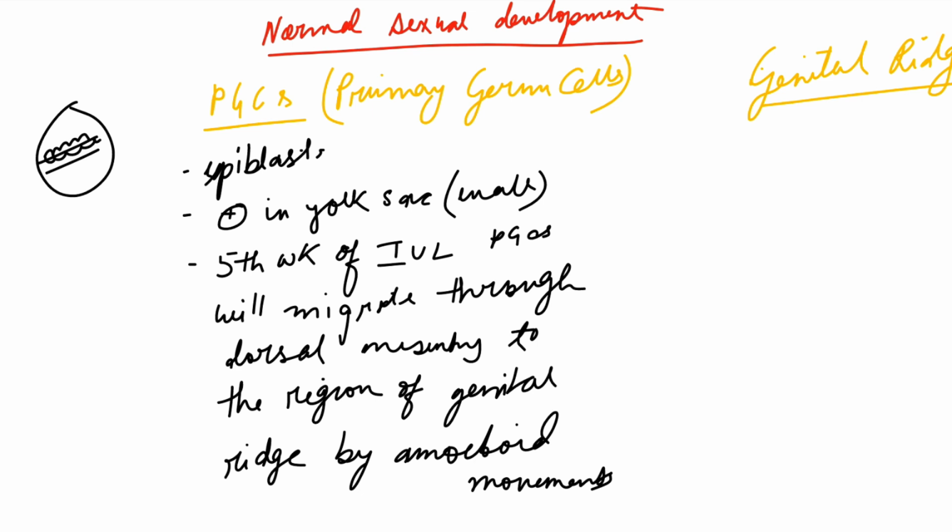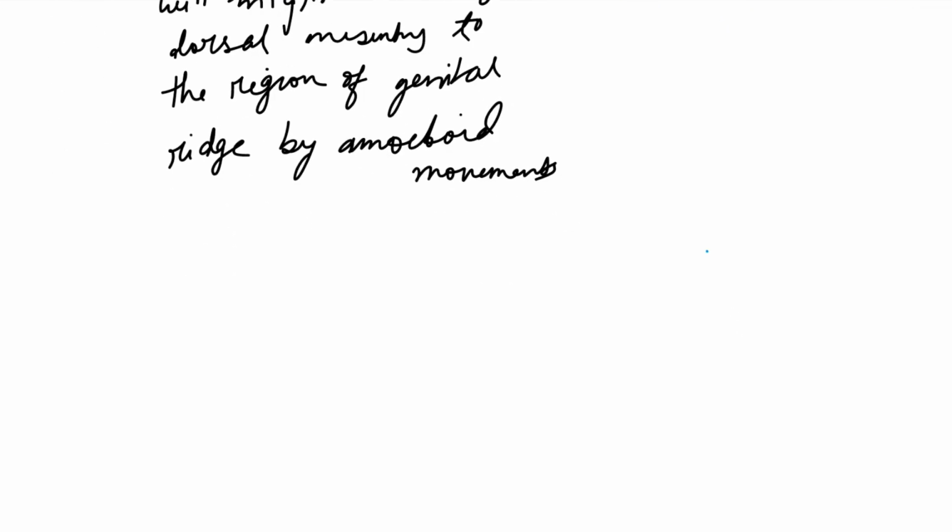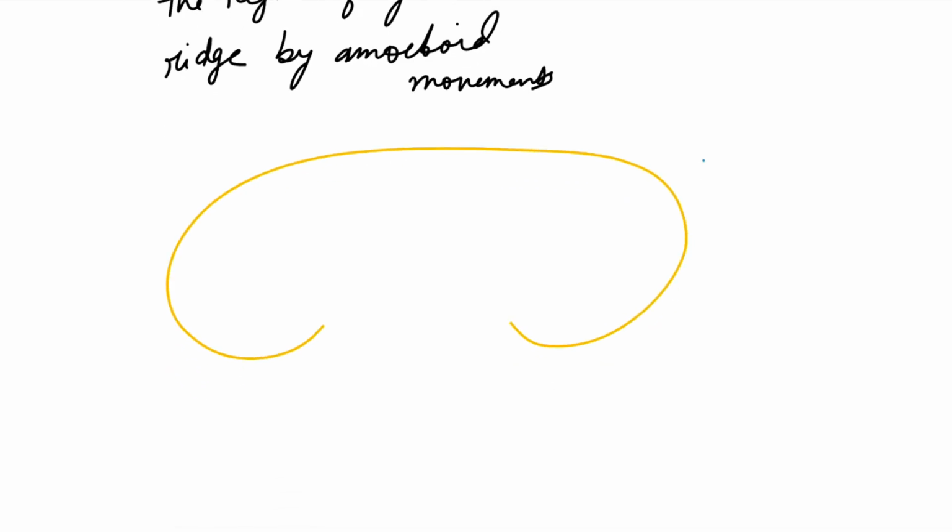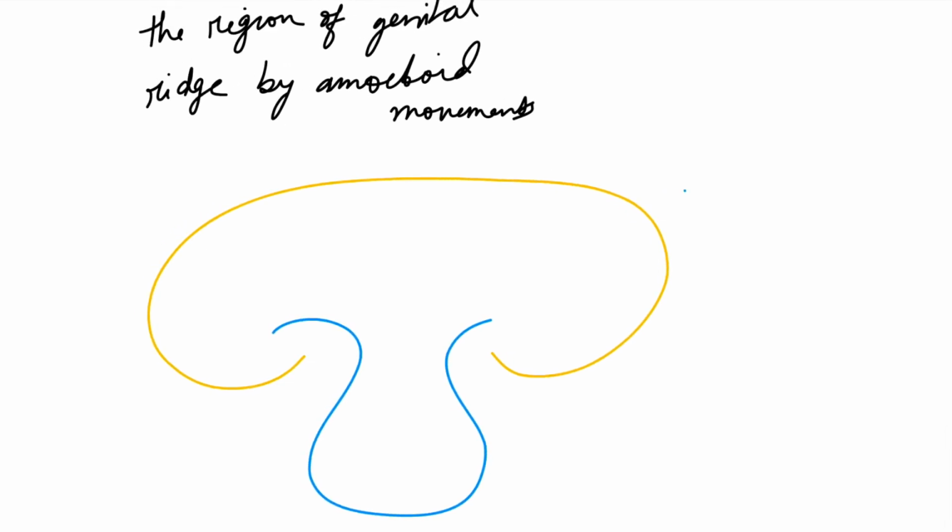Then these primordial germ cells are present in the yolk sac. I will draw a diagram so that things get clear. So this is the embryo and here we have the yolk sac. The embryo will be divided into the foregut, midgut and hindgut.